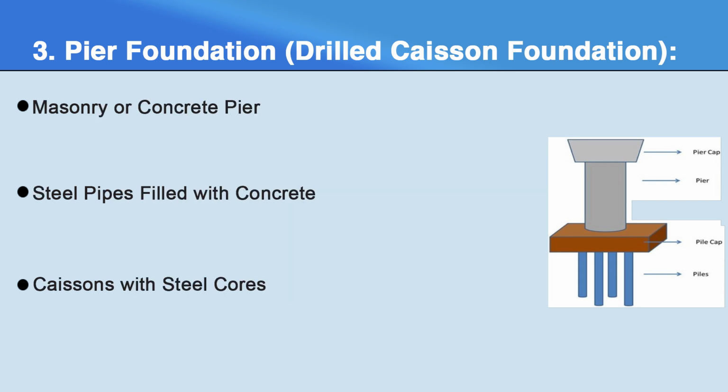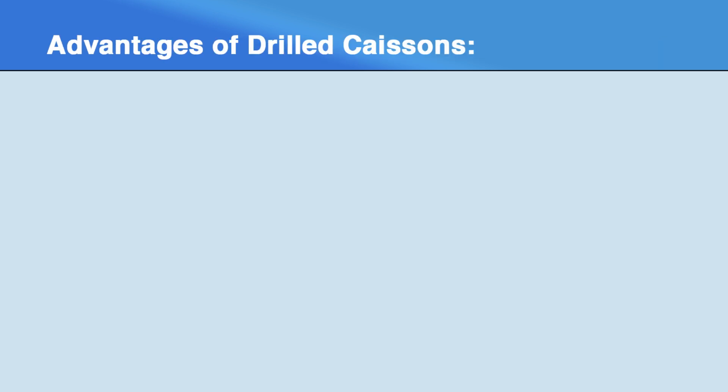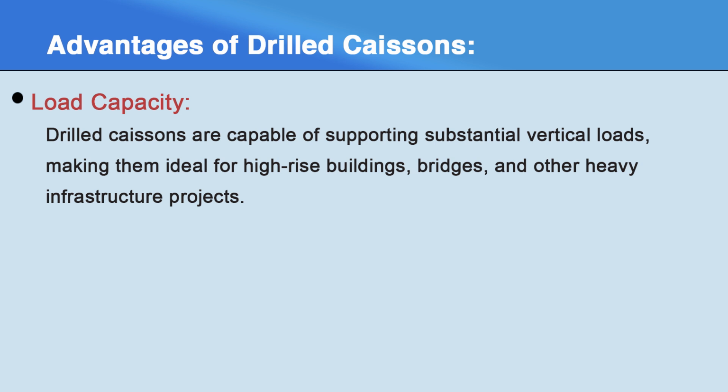The various types of pier foundations include masonry or concrete pier, steel pipes filled with concrete, caissons with steel cores. Advantages of drilled caissons include load capacity. Drilled caissons are capable of supporting substantial vertical load, making them ideal for high-rise buildings, bridges and other heavy infrastructure projects.